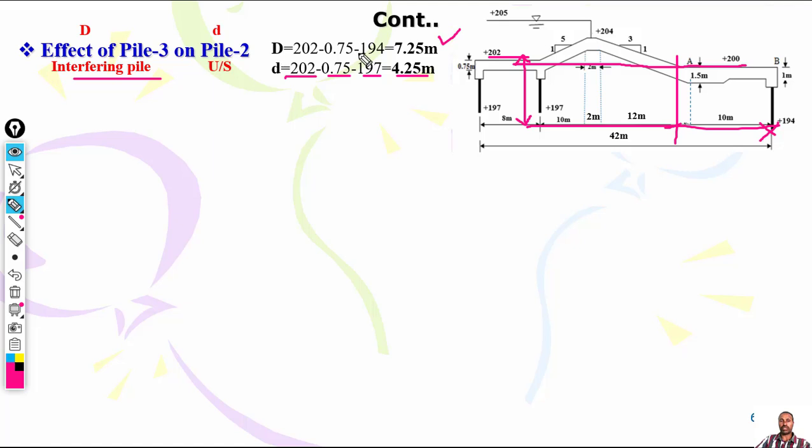But here capital D is just the depth of the interfering pile, from this level, from the third, which is the floor. You start from this one, from pile 2, up to this level, because the interfering pile is in this direction. So I hope these dimensions are carefully calculated.